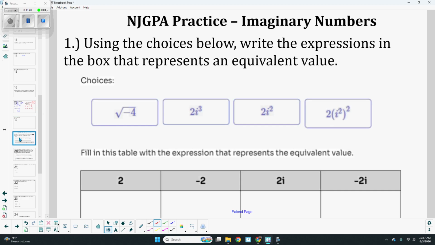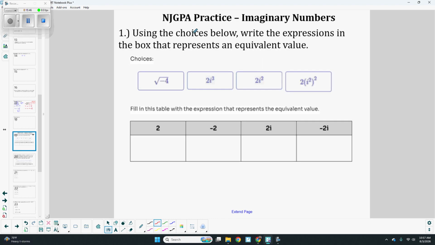So what we have left is some NJGPA practice. So in our NJGPA practice, it says using the choices below, write the expressions in the box that represents an equivalent value. So the square root of negative 4, remember, was the square root of 4 times the square root of negative 1. So that was a 2 and an i. So that means that would go here, square root of negative 4.